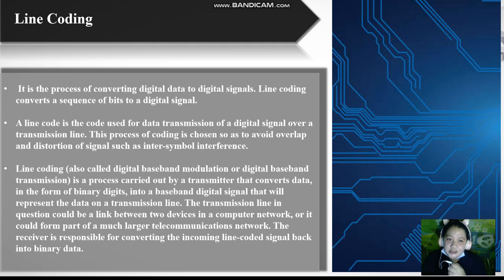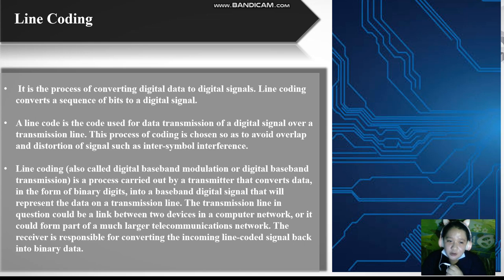So, what is line coding? It is the process of converting digital data to digital signals. Line coding converts a sequence of bits to a digital signal. A line code is the code used for data transmission of a digital signal over a transmission line. This process of coding is chosen so as to avoid overlap and distortion of signals, such as intersymbol interference.